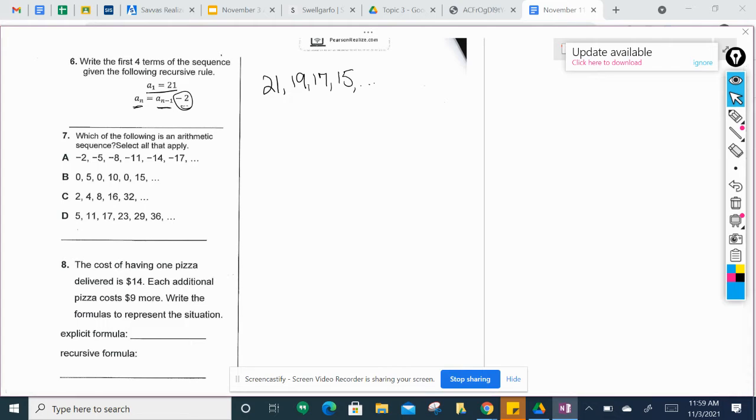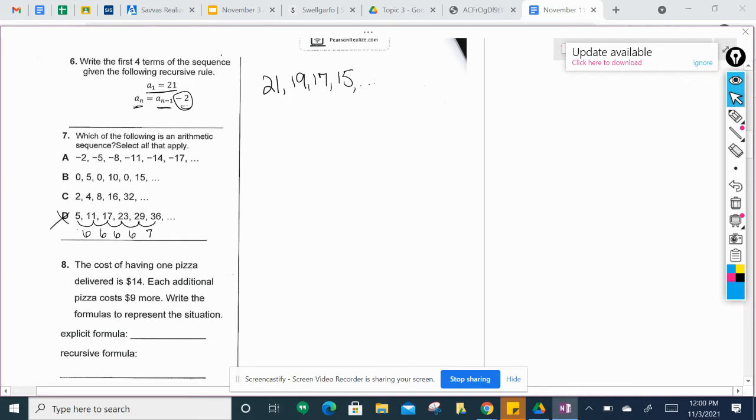Number 7 says, which of the following is an arithmetic sequence? An arithmetic sequence is a sequence that follows the pattern of adding or subtracting over and over. So I'm just going to start working my way through these to see which one that is. So because of space, I'm going to start here at the bottom. 5 plus 6 gets me to 11. 11 plus 6 gets me to 17. 17 plus 6 gets me to 23. This one's looking promising. 23 plus 6 gets me to 29. And 29 plus 7 gets me to 36.